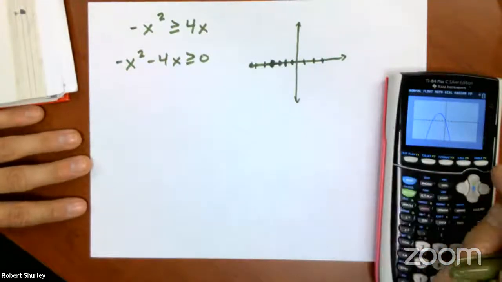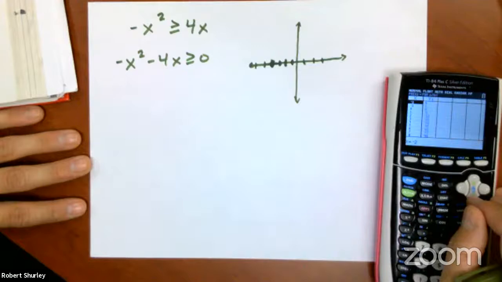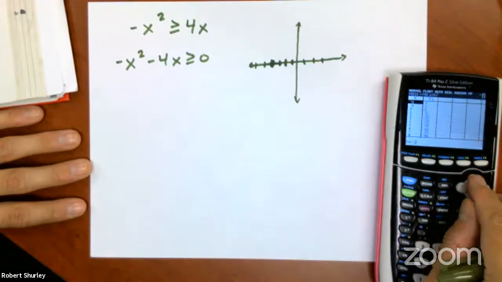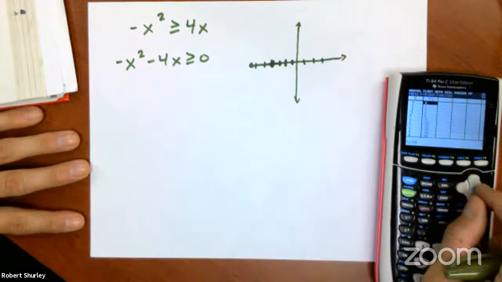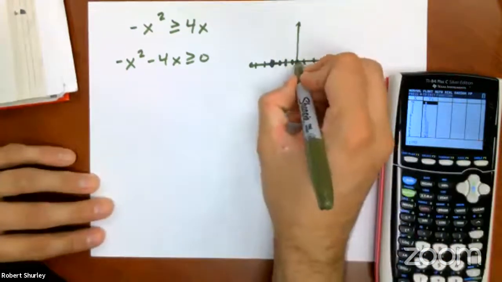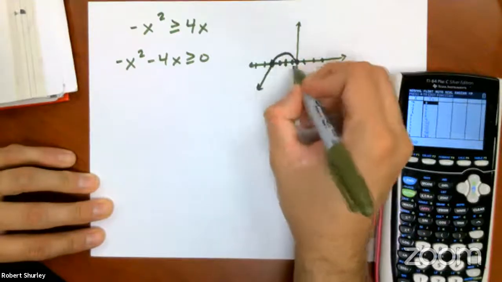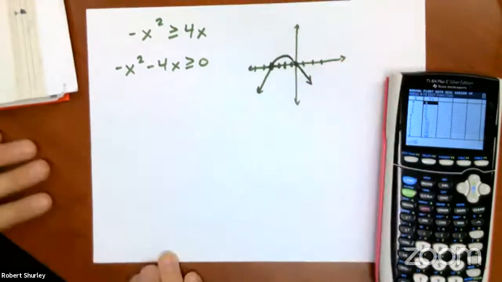I'm going to check that, so I'm going to go to table. Oh yeah, it definitely crosses at 0. That's 0, 0. And then scroll up. Oh yeah, -4 and 0. So I was right there. So 0 and -4. It goes up, comes back down. Something like that. Okay.